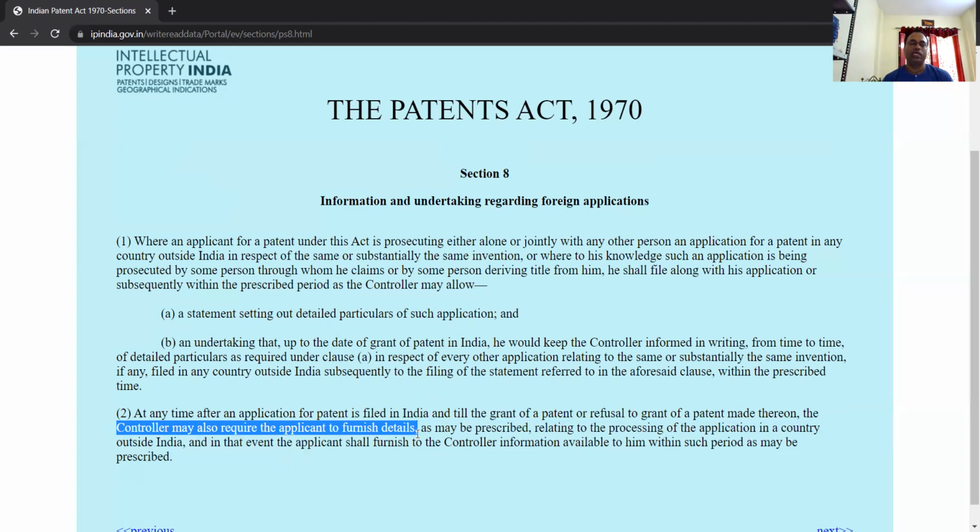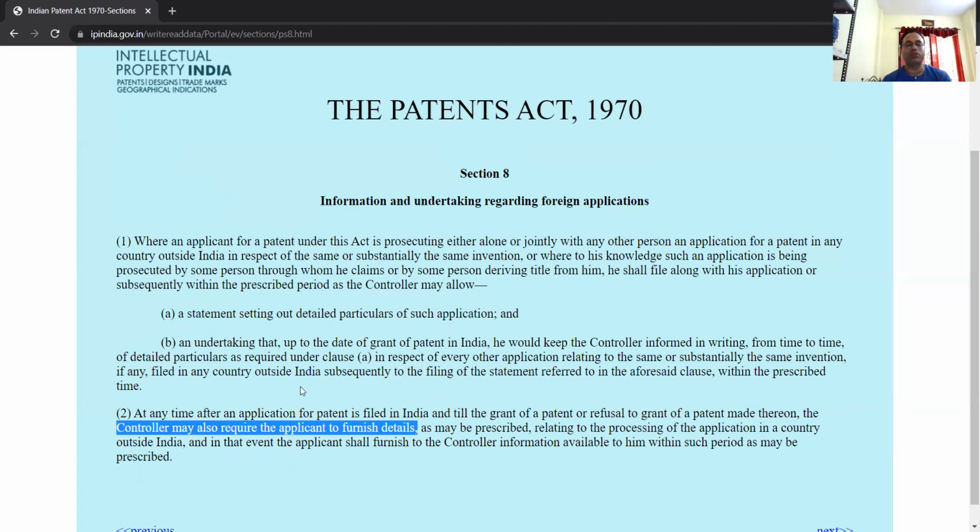So he can only ask for details if we have submitted details once, so he knows that something is being prosecuted in some other countries also. So if he requires, then he can ask what is the status in China, what is the status in Japan. So that additional information we also need to provide. So this is Section 8. This is a very serious one. If you fail to do this, then the patent will be revoked.